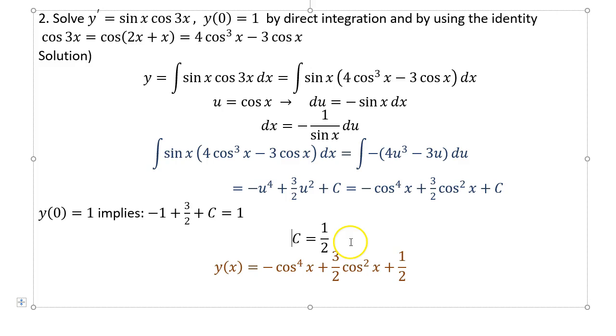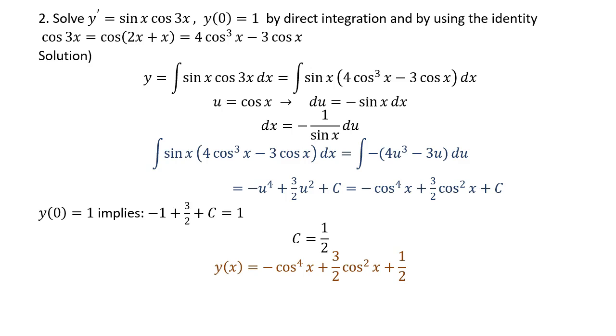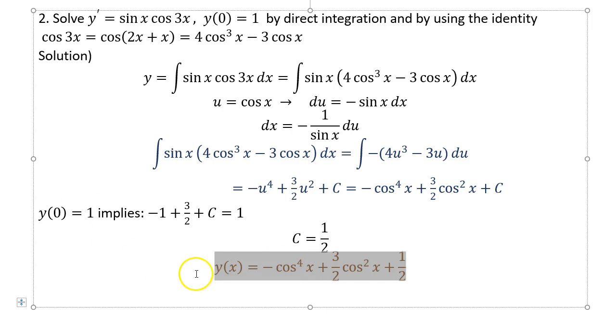When you get the value of c, you should put it back into your solution to finally get the answer with c replaced by the value that you found. The reason in the previous question we just stopped at c equal to 7 is because the question was just asking for the value of constant c. But usually when you get the c, you should always go back and put it into the function so that you get the specific solution of the differential equation.